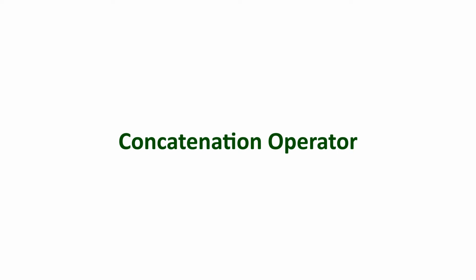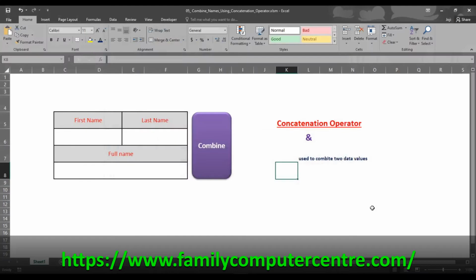In this video, we are going to discuss the concatenation operator in Excel VBA. The concatenation operator in Excel VBA is used to combine two data values. The concatenation operator is nothing but the ampersand symbol. So we will do an example.